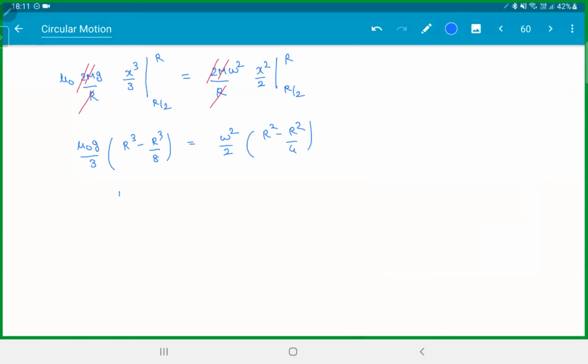Let's do it, so that's 7 mu g by 24 r cube is omega square by 8, 3r square. 8's are gone, 3's are gone. So omega would be the root of 7 mu naught g by 9r. That's your omega, everyone. Anyone got this? Who got this?